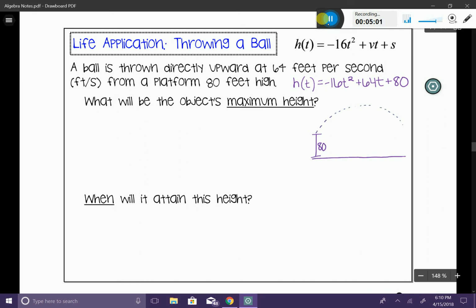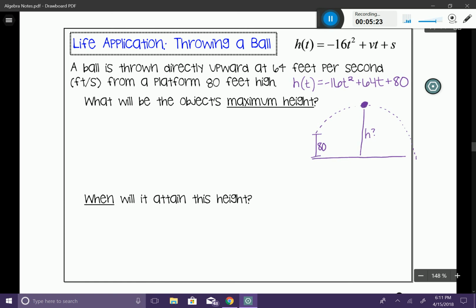Okay, and I'm going to assume it hits the ground. There's a nice parabolic form. What the problem is asking me is, what will be the object's maximum height? How high is it going to be off of the ground? That's what we want to find out. So we can see that this maximum height point is the vertex of the parabola.